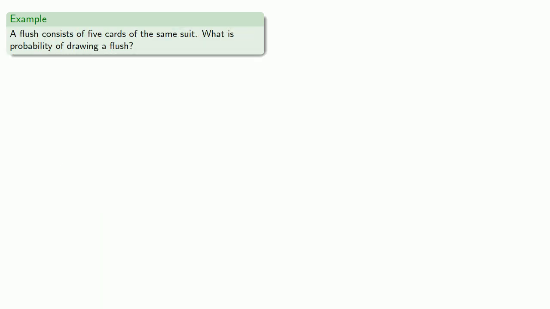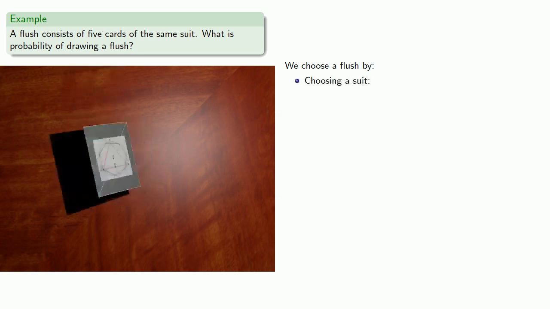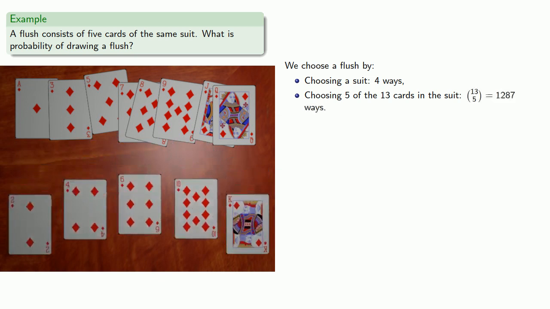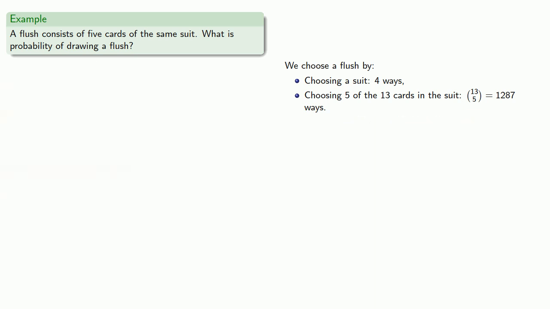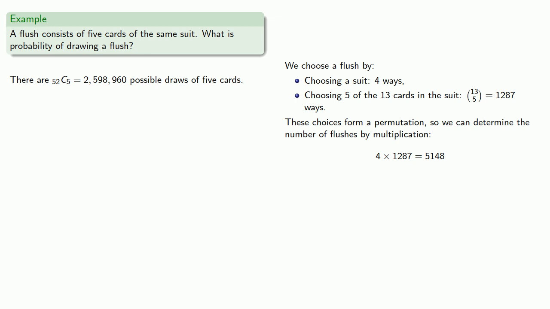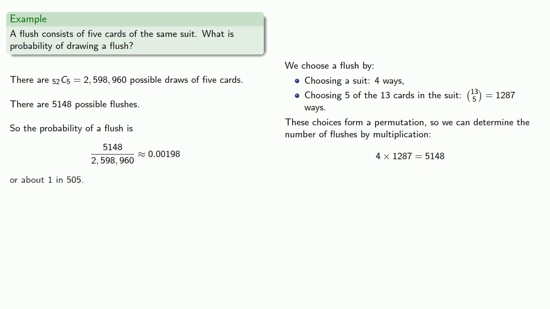How about some more conventional poker probabilities? So a flush consists of 5 cards in the same suit. What's the probability of drawing a flush? And so let's think about this. We choose a flush by choosing a suit, and there's 4 ways of choosing a suit. Now, if we want all of our cards to be from the same suit, we've got to choose 5 of the 13 cards in the suit. And so there's 13 choose 5, 1,287 ways to do that. And again, these choices form a permutation because we can't switch our answers around. So we can determine the number of flushes by multiplication. So again, there's 52 choose 5, about 3 million possible draws of 5 cards. There's 5,148 possible flushes, and so the probability of a flush is about 1 in 500.